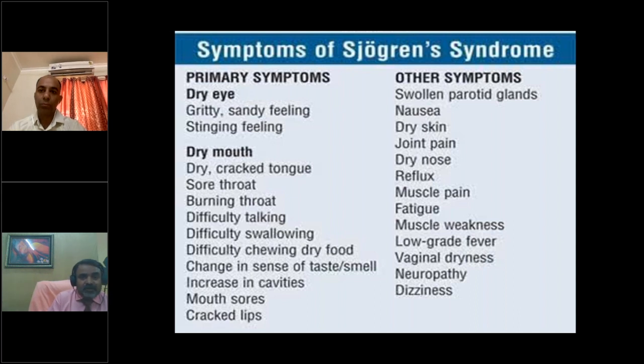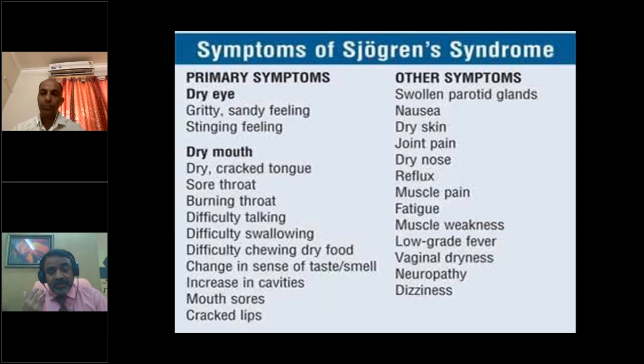Other features like swollen parotid: these patients may have recurrent parotid swelling, in 25% of cases unilateral or bilateral involvement. If recurrent swelling is there and persistent swelling is there, we always think to rule out non-Hodgkin's lymphoma, because this is a risk factor for developing lymphoma in long-term patients. And apart from that, patients usually have joint pain. Joint pain will be in the form of arthralgia or arthritis, but usually non-erosive or non-deforming.